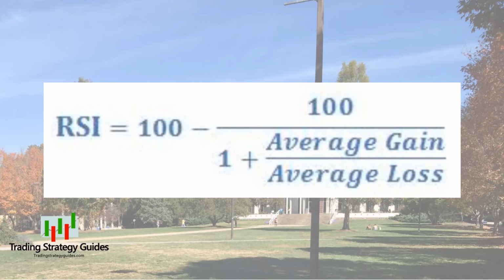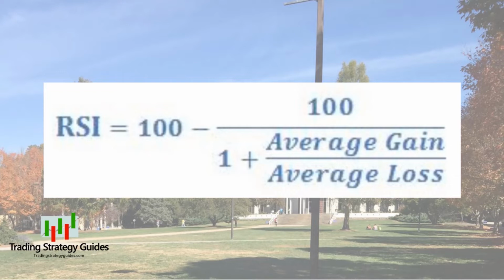The RSI uses a simple mathematical formula to calculate the oscillator. That's the extent of the mathy stuff on the RSI. In fact, you don't even need to remember this. That was just for the math geeks out there in our viewership. All you need to know is how to interpret the RSI indicator.